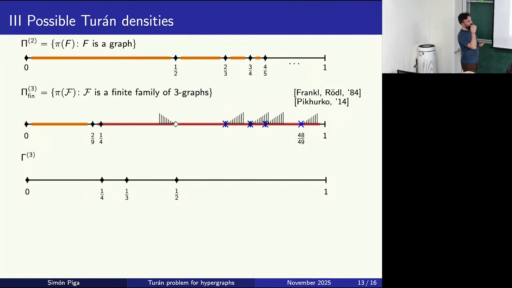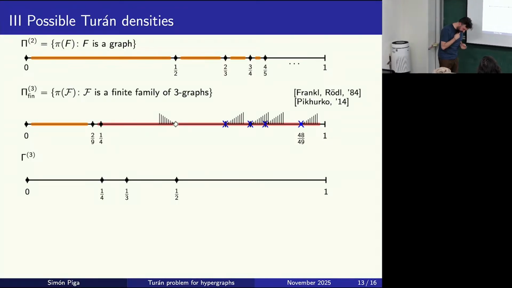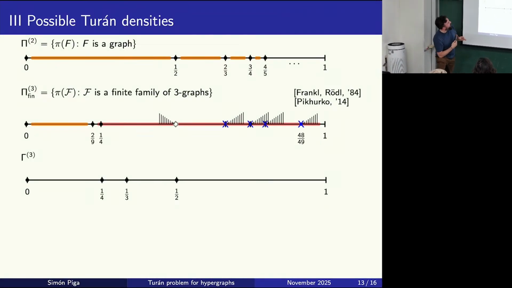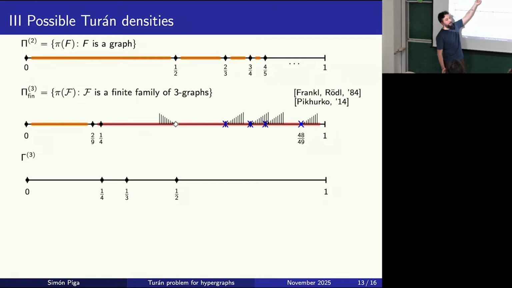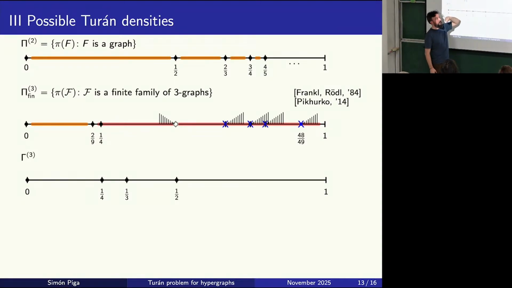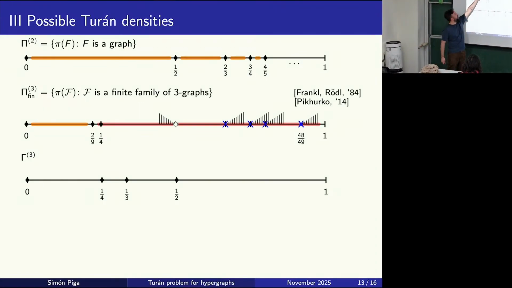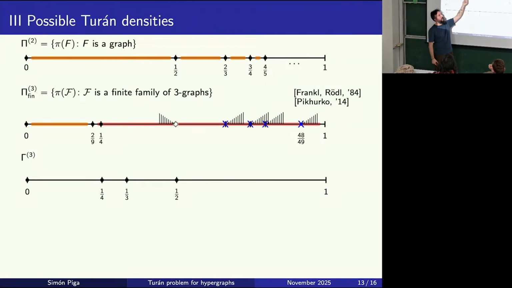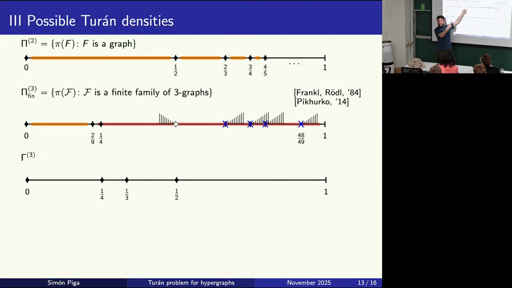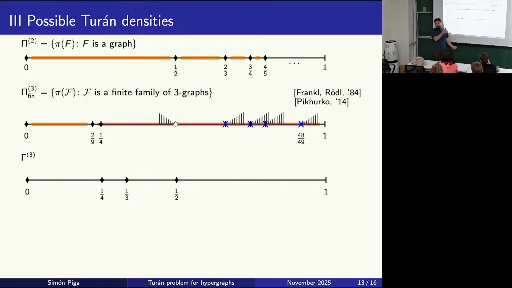So could it be possible that everything between 2/9 and 1 is actually a Turán density of something? No, there are still more gaps in between. There are known gaps in between. But also, you cannot expect a fully continuous thing here because the set of finite families is countable. But something that one can expect is an interval in which the Turán densities are dense, right? And that's still not known.